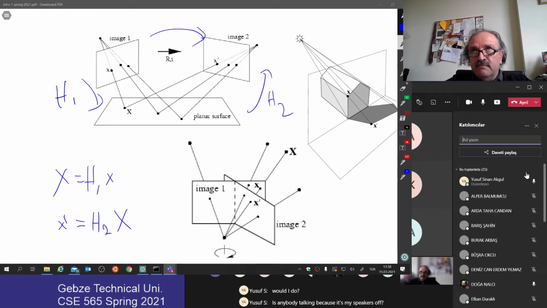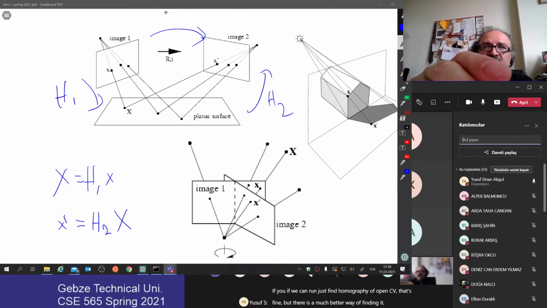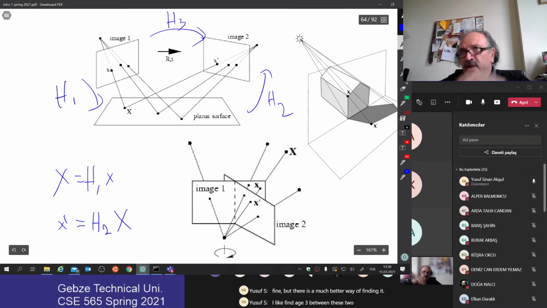We have to find a transformation matrix of homography between image 1 and image 2. That's what I am asking. How do you find it? If you run just findHomography of OpenCV, that's fine, but there is a much better way of finding it. I'd like to find H3 between these two. How do I find it?